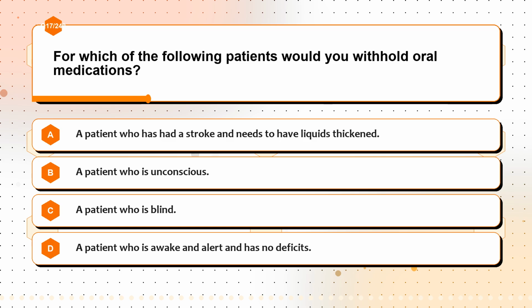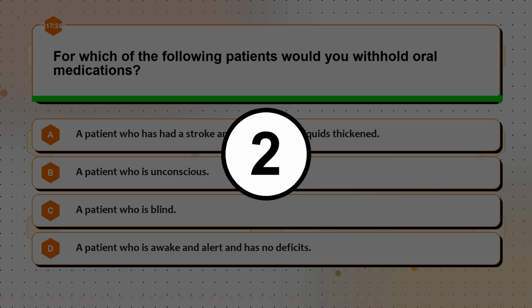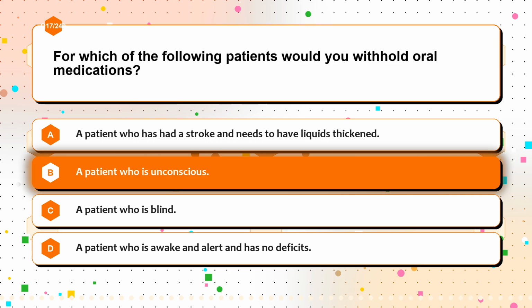Here are the options. Option A. A patient who has had a stroke and needs to have liquids thickened. Option B. A patient who is unconscious. Option C. A patient who is blind. Option D. A patient who is awake and alert and has no deficits. The correct answer is option B. A patient who is unconscious.